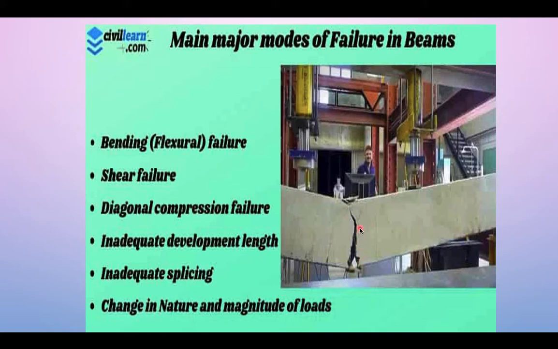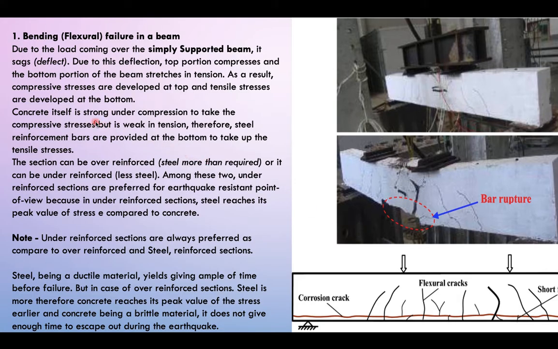This beam was failed. First of all, I am explaining about bending or flexure failure in a beam. Bending is also known as a flexure failure, which is nothing but due to the overload, the simply supported beam sags, which is nothing but it deflects downward. Due to this deflection, the top portion of the beam compresses and the bottom portion of the beam goes into tension. As a result, compressive forces are developed at the top and the tensile stresses are developed at the bottom.